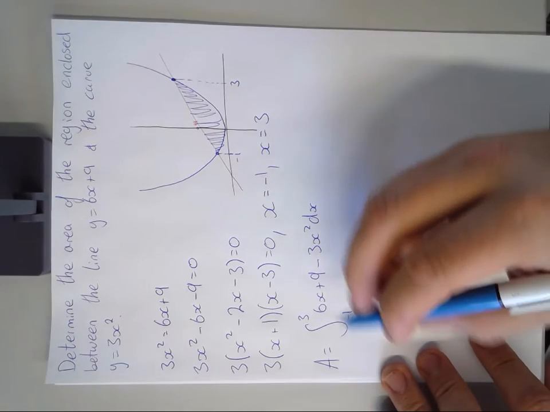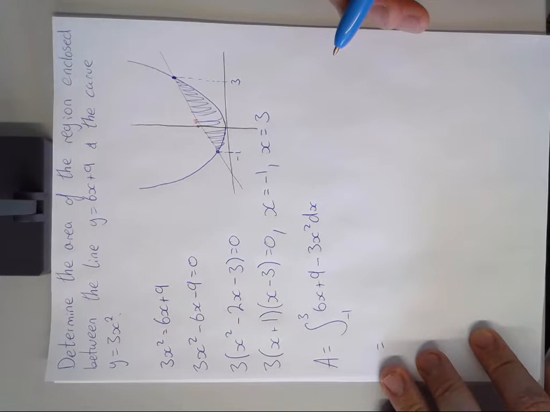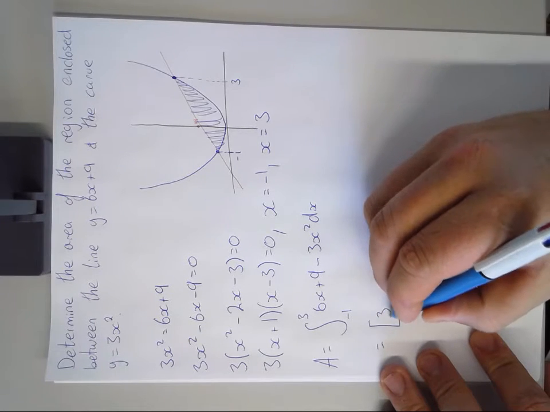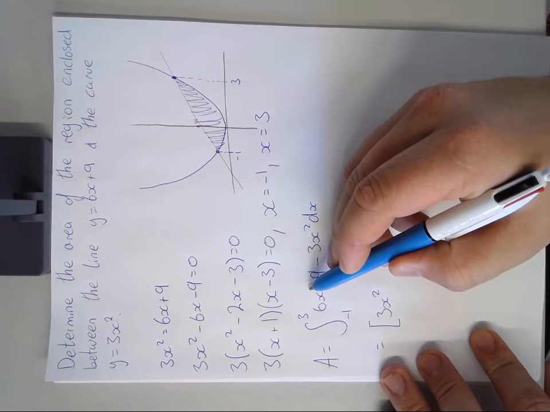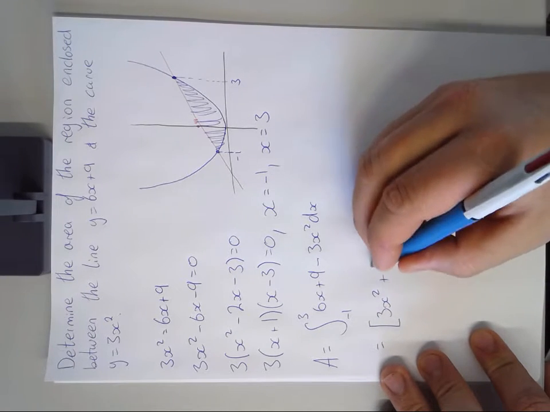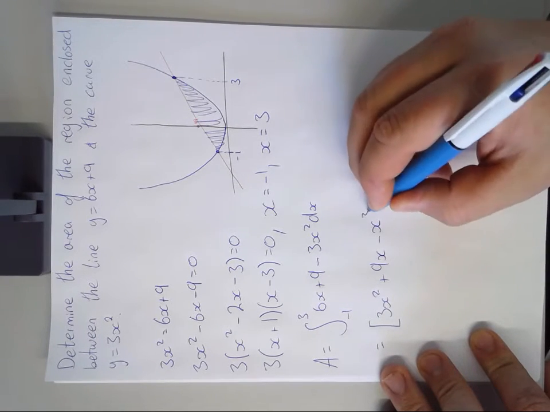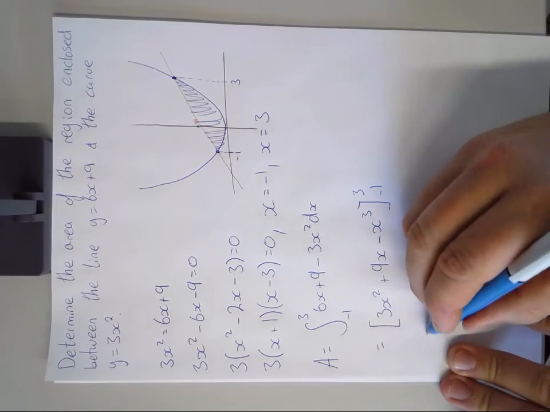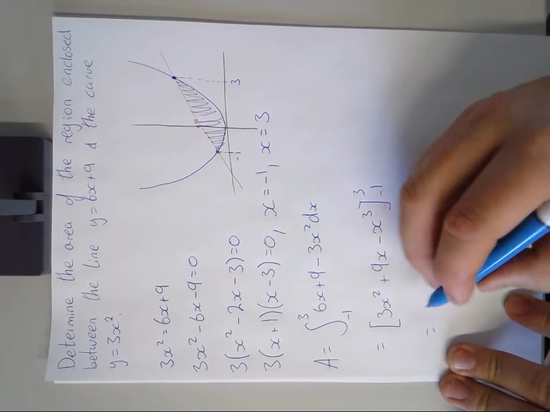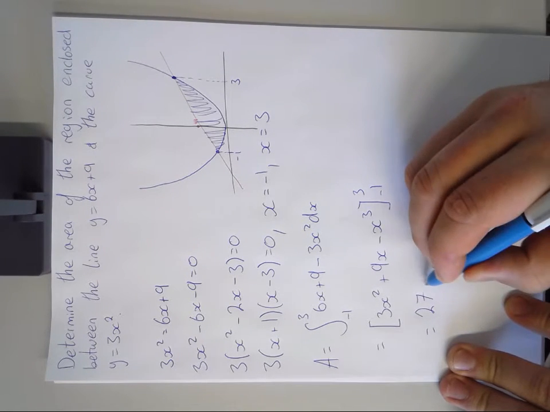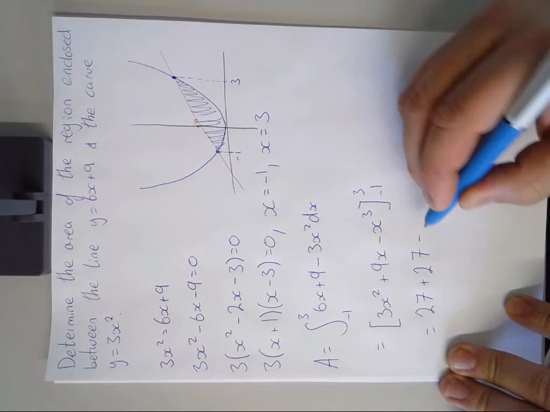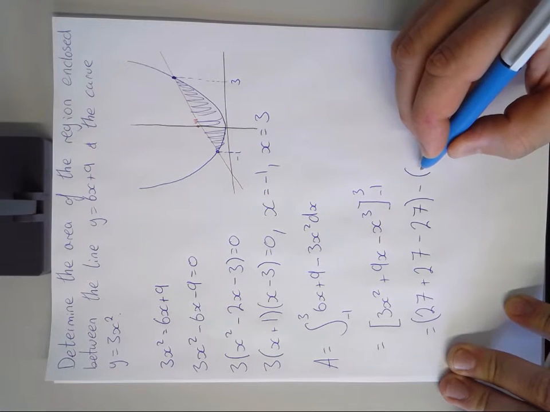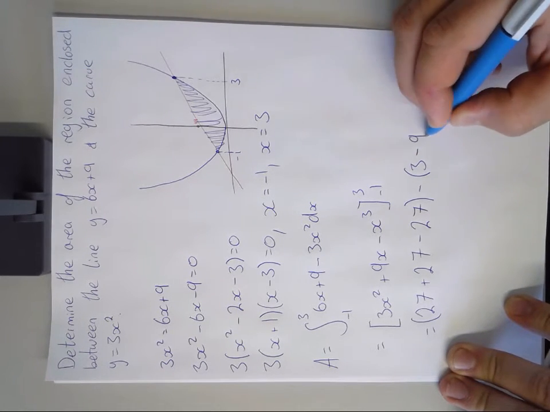So if I'm now going to integrate that, I'm going to end up having 3x squared, increase this power by 1, divide by the new power, plus 9x take x cubed between 3 and negative 1. Substitute 3 into this equation and I'm going to get 27 plus 27 take 27, subtract 3 take 9 plus 1.